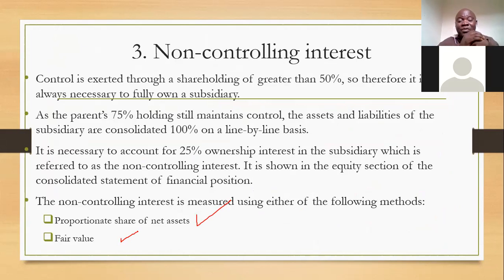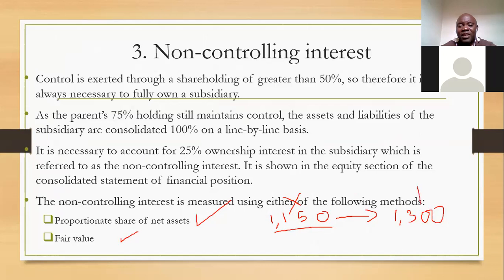is say 1,150. But then, after doing a fair value assessment, which could be through revaluation or whatever, which is closer to the market, it is found that this particular firm is, say, 1,300. So what you do, as long as in the question they have given you fair value and you have the net asset value, you ignore the net assets and you pick the fair value and use it now to calculate your NCI and for the group.